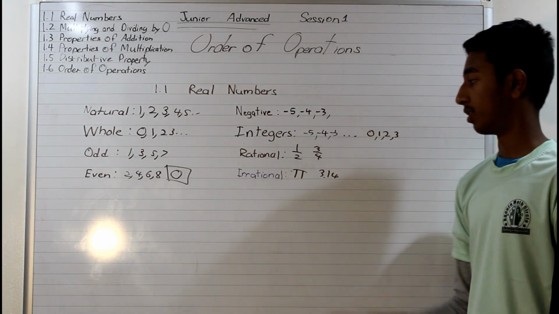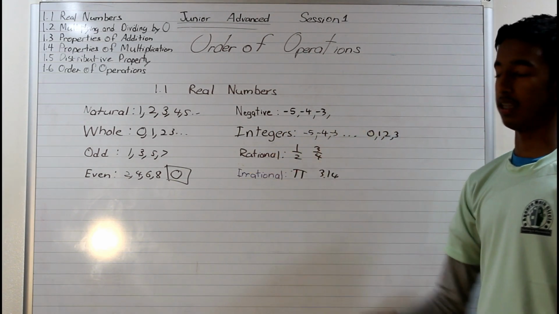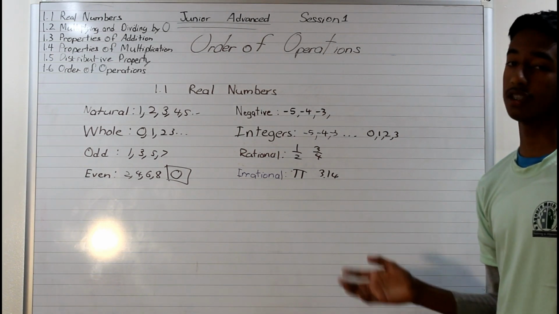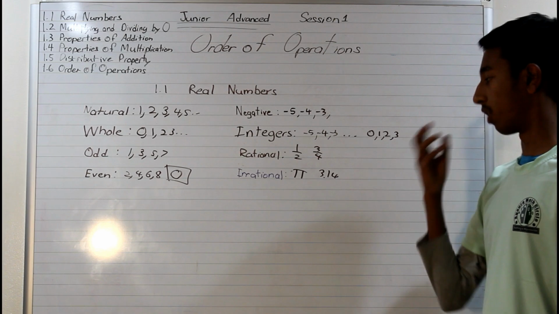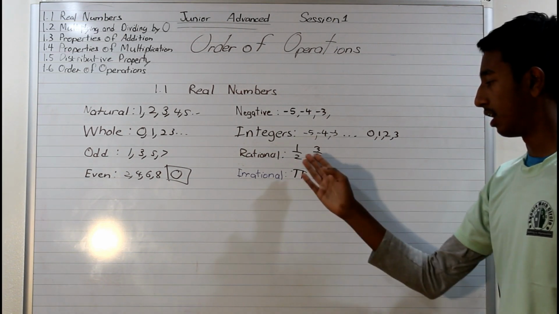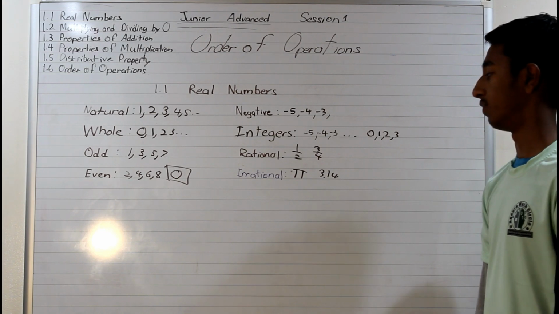Now, rational numbers. This is practically the biggest encompassing group that you can create. Rational numbers are numbers that are shown as fractions or can be shown as fractions. Examples being 1/2 and 3/4.